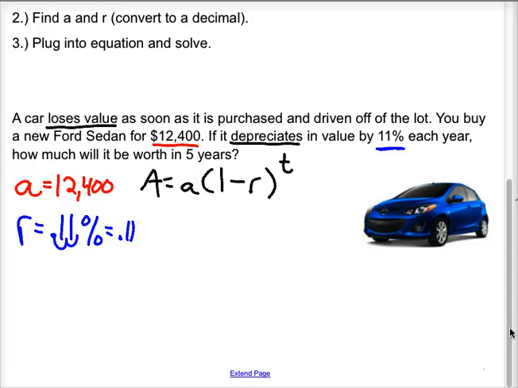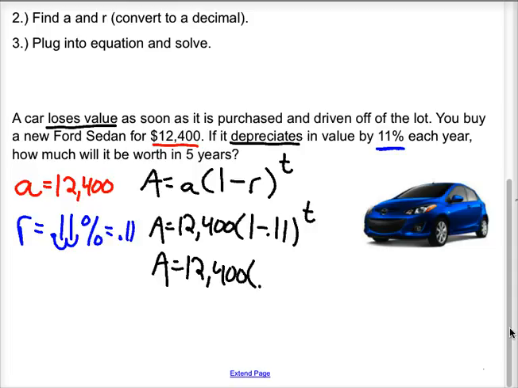And now I'm going to plug that in. So 12,400 times 1 minus 0.11 to the t. Well, 1 minus 0.11, that's just going to be 0.89. So here is my equation, 12,400 times 0.89 to the t. Now, to actually answer the question, there's one more piece of information that we can use. We can use the fact we're talking about 5 years. So my t is going to be 5.